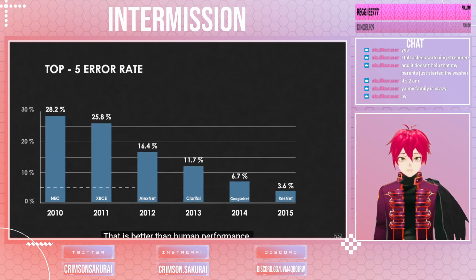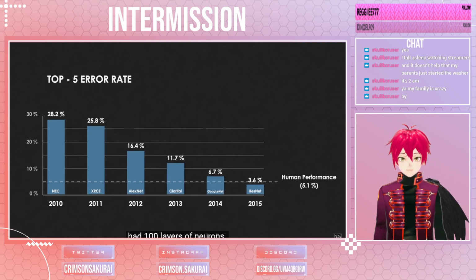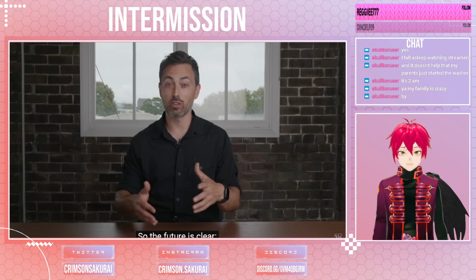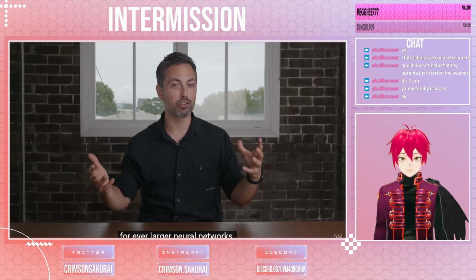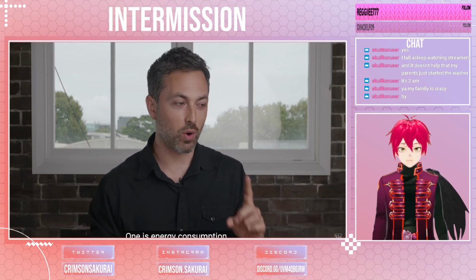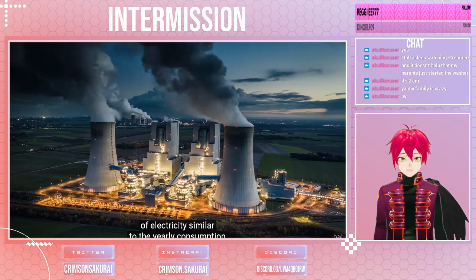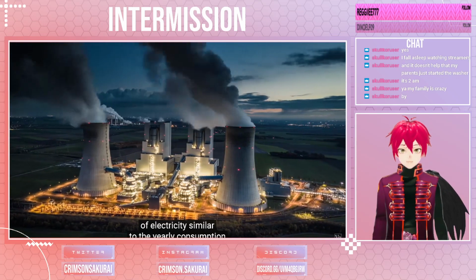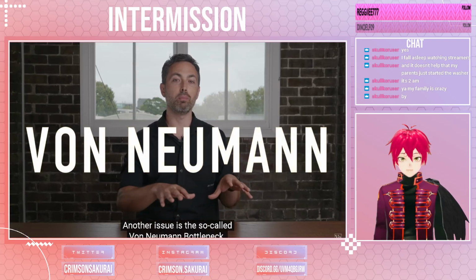That is better than human performance. The neural network that achieved this had 100 layers of neurons. The future is clear. We will see ever-increasing demand for ever larger neural networks. And this is a problem for several reasons. One is energy consumption. Training a neural network requires an amount of electricity similar to the yearly consumption of 3 households. Another issue is the so-called von Neumann bottleneck.